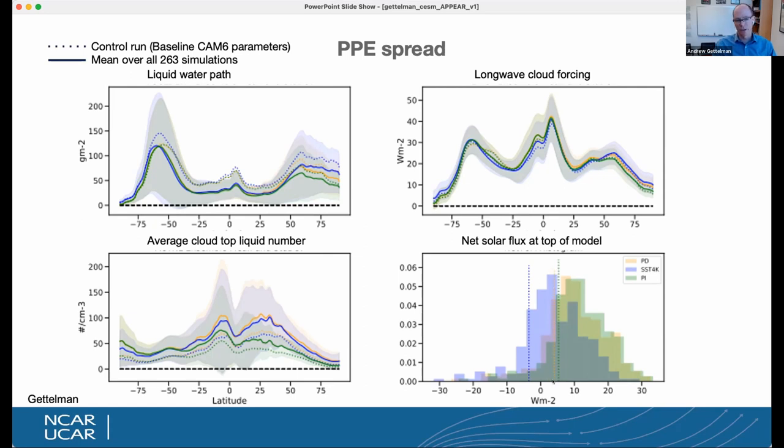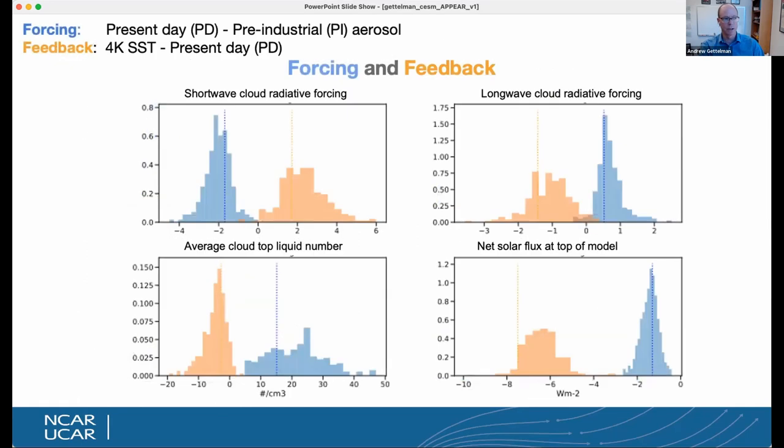You can see it's right here. It's a little bit positive. So we tend to skew that way in the top of the atmosphere flux, and just variations in cloud drop number as well. So we get quite a big spread with the PPE. We haven't done any selection of these to be realistic. So there's quite a wide range of things going on.